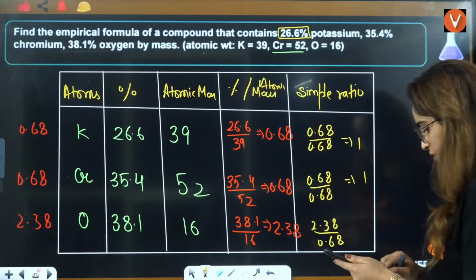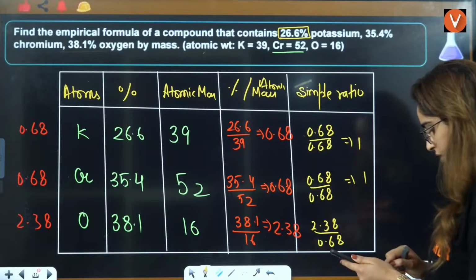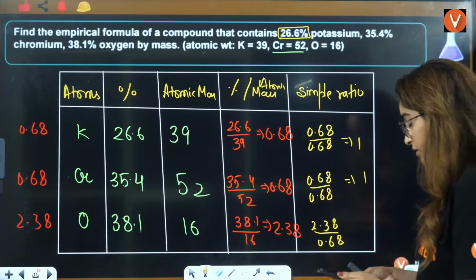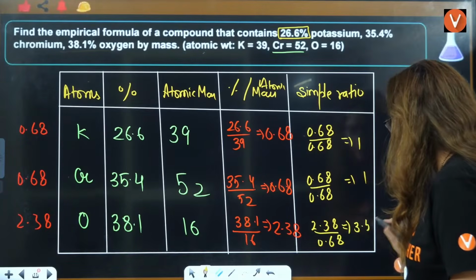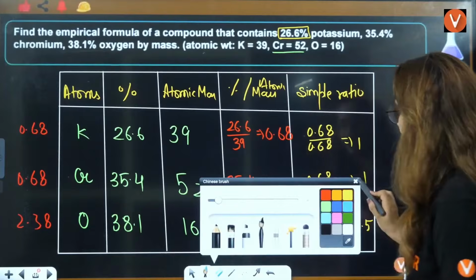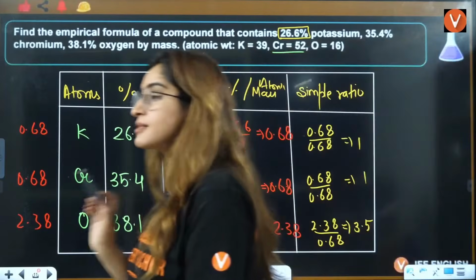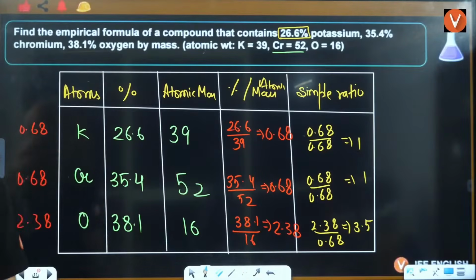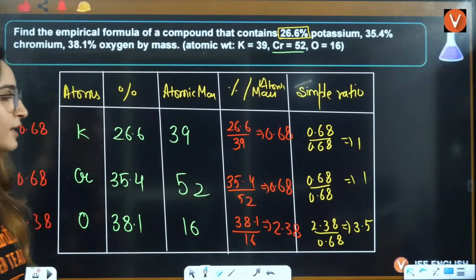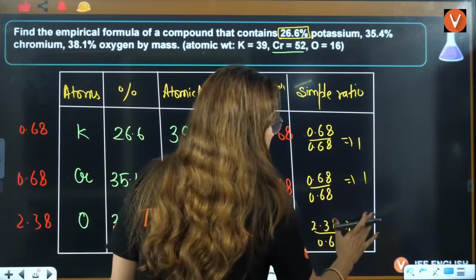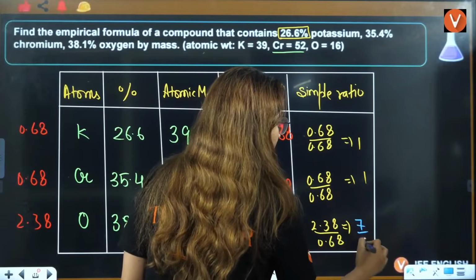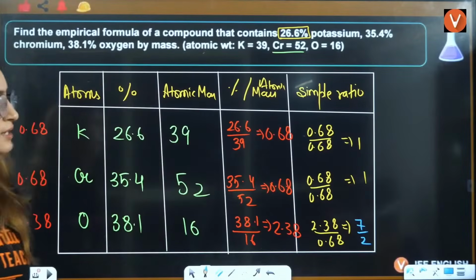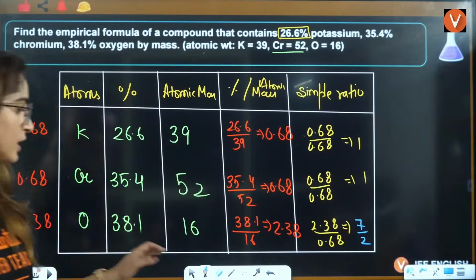Wait a minute, 2.38. It is coming out to be 3.5. Okay? Then you have to be very, very careful in understanding this. 3.5 means it will be 7 by 2. Can I write it as 7 by 2? Right? It can be 7 by 2.